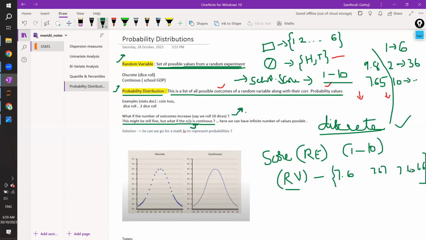Fine. So now what is the probability distribution? For the probability distribution, you need to calculate the probability of each and every value. And that is not that easy, because you cannot find out the probability of infinite values.